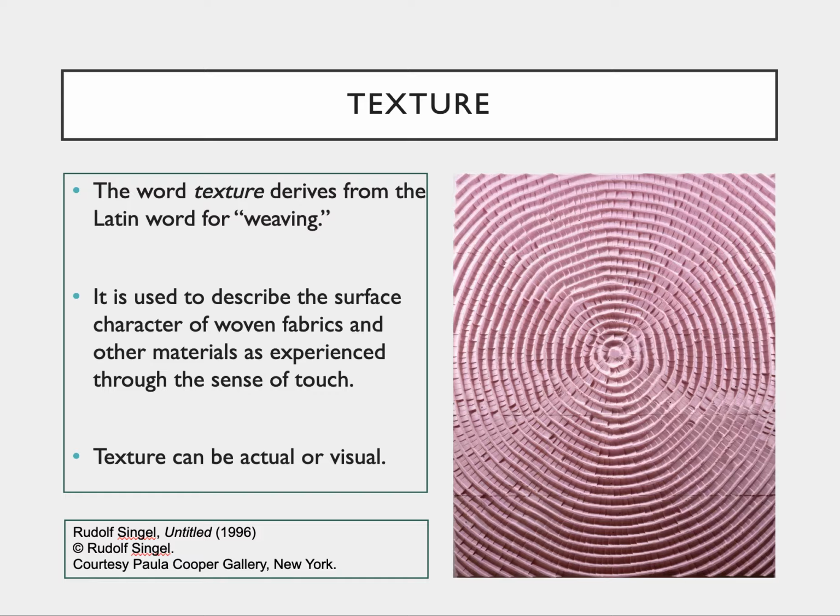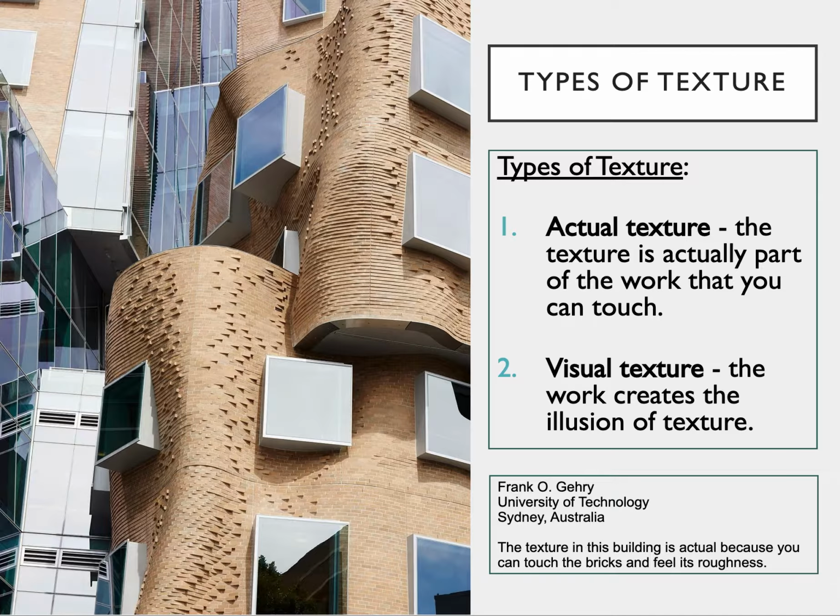So the word texture came from the surface of woven fabrics. When you touch it, it was woven. But texture, again, can be actual or visual. And more about that, right? Actual texture versus visual texture. And in this case, again, this is both, because if you ran your hand over this, it's actual texture. But also those bricks sticking out create this very interesting visual texture as well.